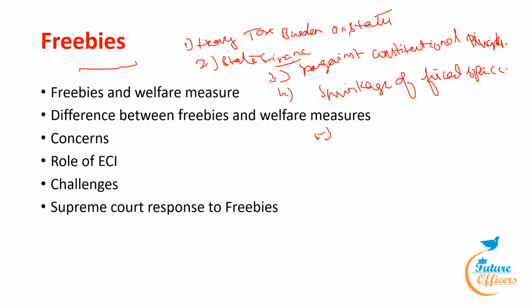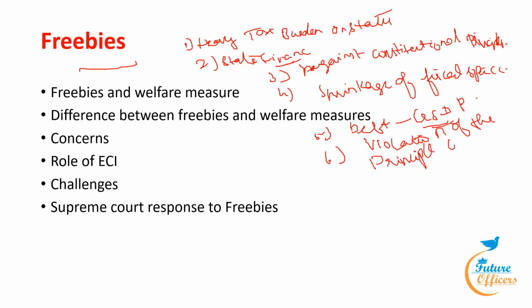Next, the debt to GSDP ratio, that is debt to gross state domestic product ratio, will be reduced. Next, violation of the principle of a level playing field. In this, freebies give political parties undue advantage by making promises to provide private goods for only a section of voters. For instance, promising cycles for girl students, laptops for colleges, or grinders for housewives.